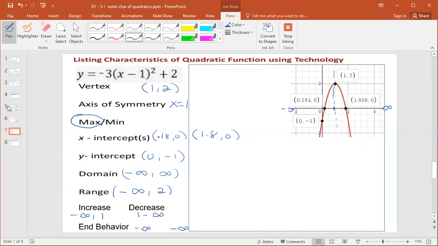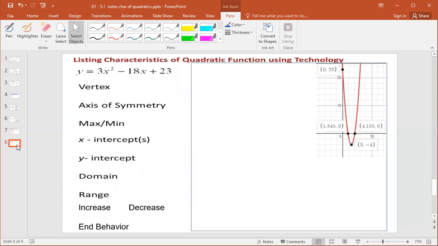All right, so one final one. Once again, this one was not graphed, so I went into Desmos, generated my graph, clicked on my points here. So my vertex down here, this one is the lowest point. So this is (3, -4).